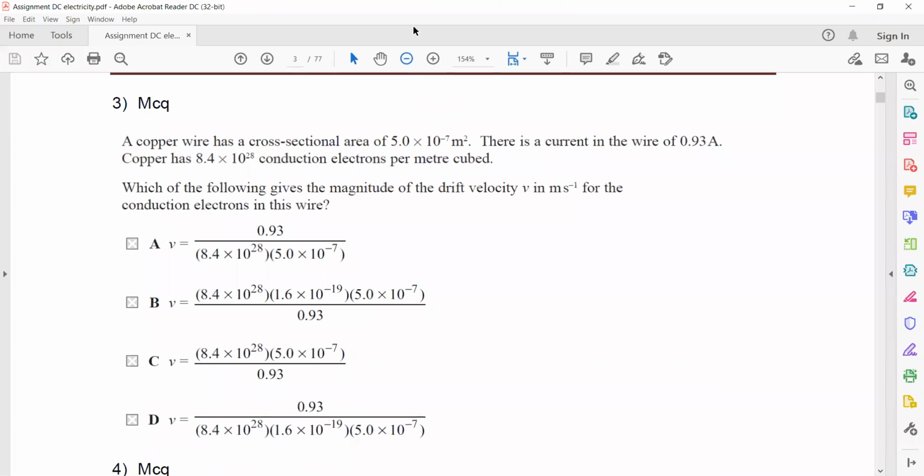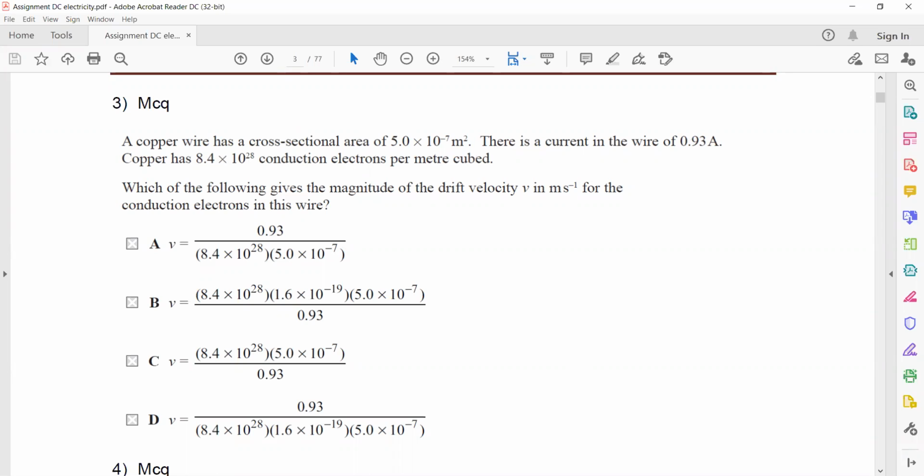In question 3, a copper wire has a cross-sectional area of 5×10⁻⁷ meter square. There is a current in the wire of 0.93 ampere. Copper has 8.4×10⁸ conducting electrons per meter cube. That's the number of the charge carriers, value of N. Which of the following gives the magnitude of the drift velocity?